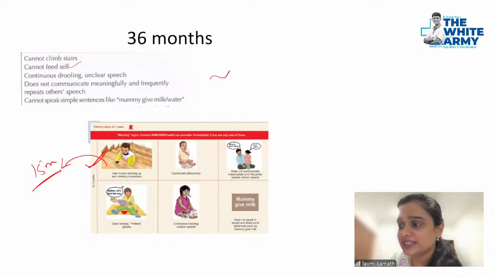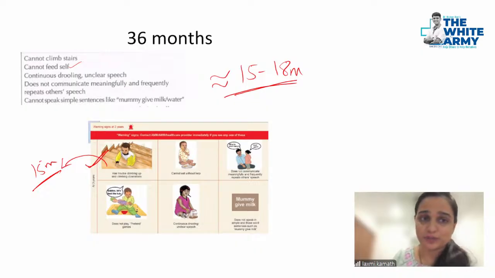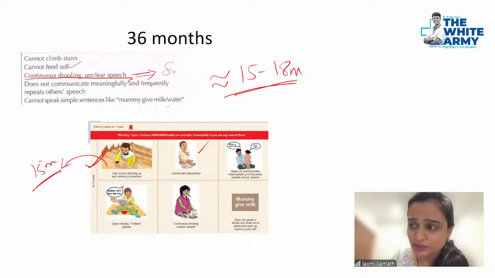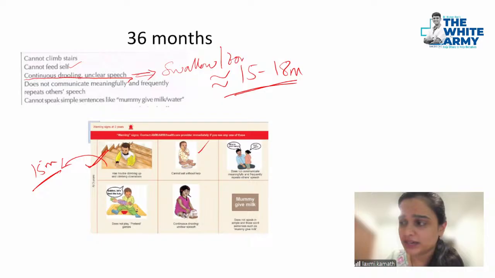So feeding self comes by 15 to 18 months with spillage. By 2 years, the child will be able to feed himself without spillage. Okay, if this is also not achieved, and if there is continuous drooling and unclear speech, meaning the child is unable to swallow and even use the tongue, and has articulation problems, meaning that the last 4 cranial nerves are the problem.